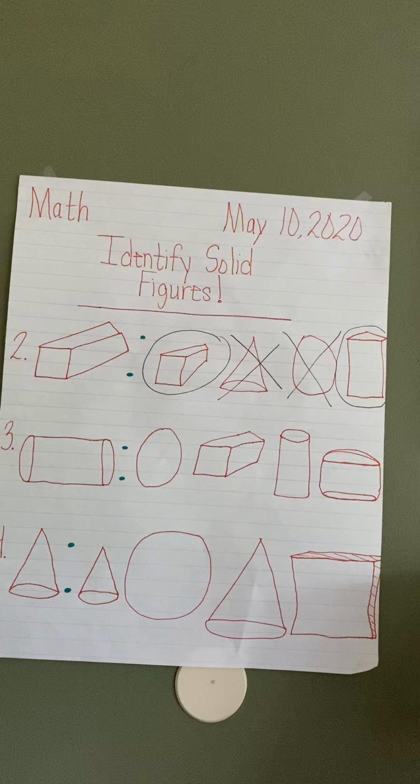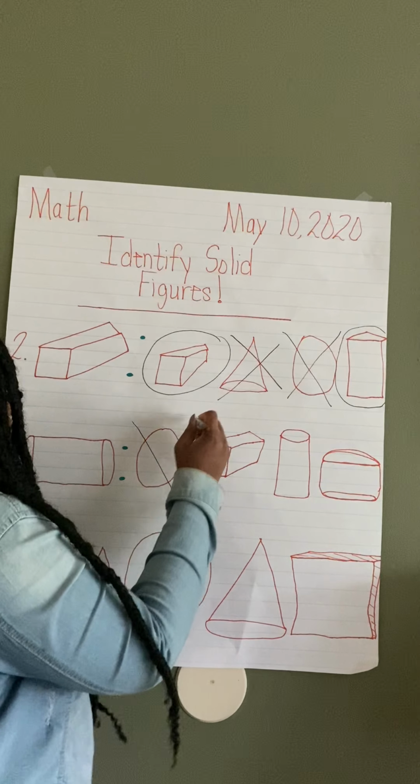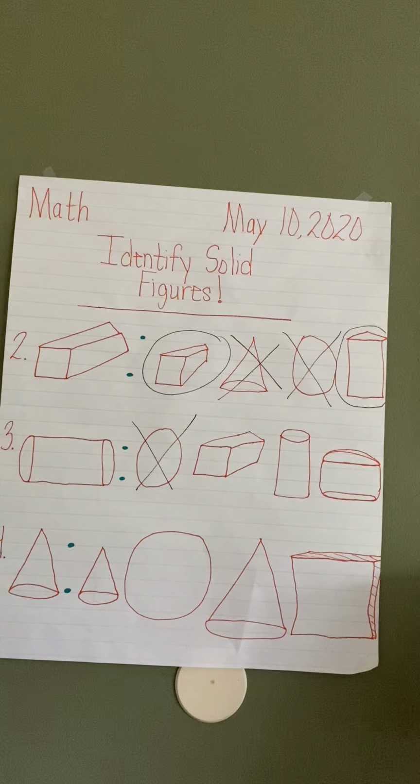That is called a tennis ball. Looking at a tennis ball and looking at a cylinder, are they the same or are they different? They are definitely different. What solid figure does a tennis ball resemble? It resembles a sphere. So, since it does not look like a cylinder, we're putting an X on it. So let's go ahead and cross out that tennis ball.